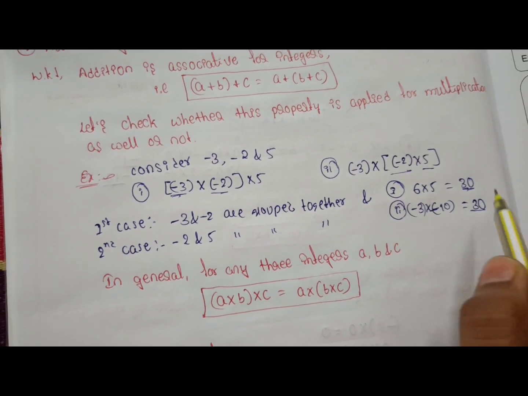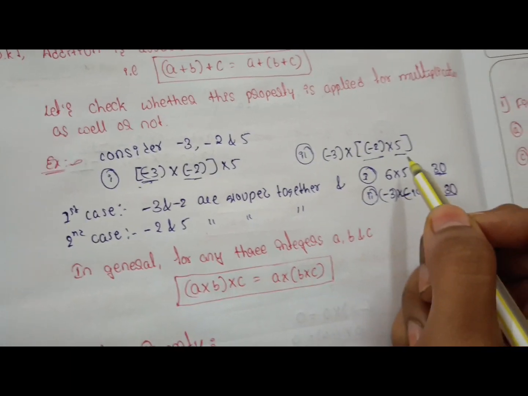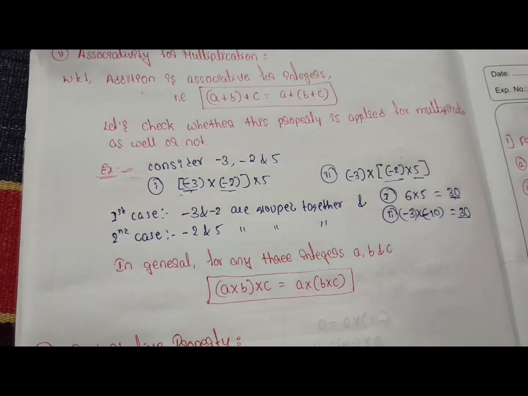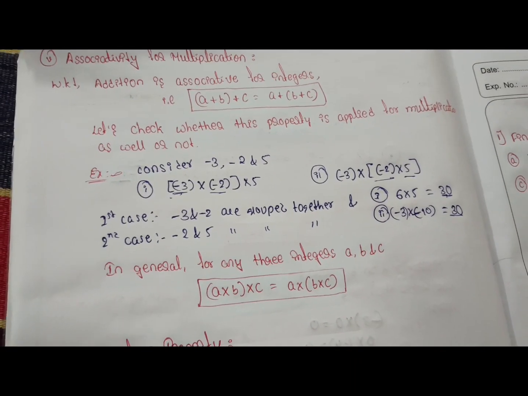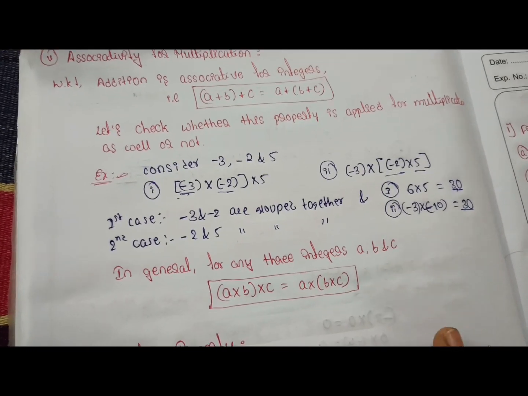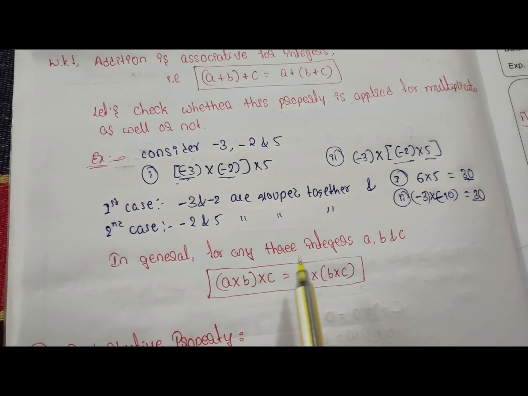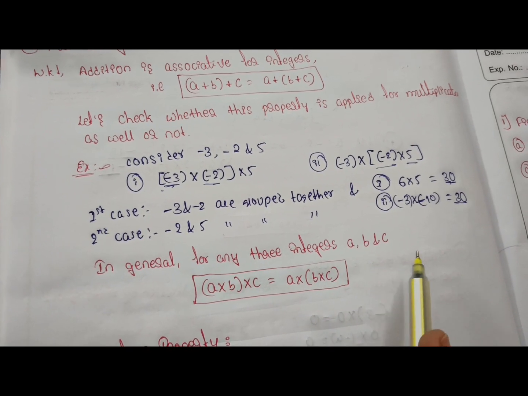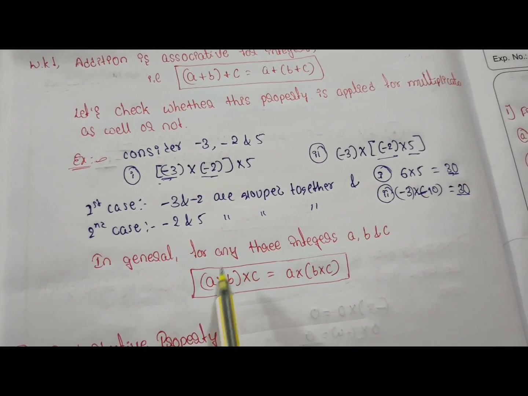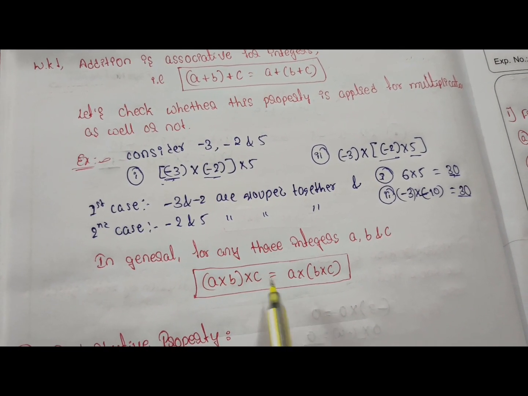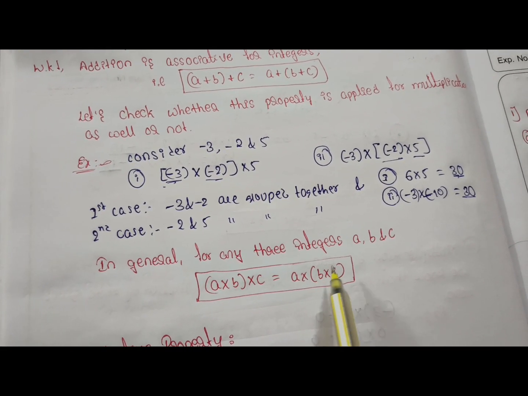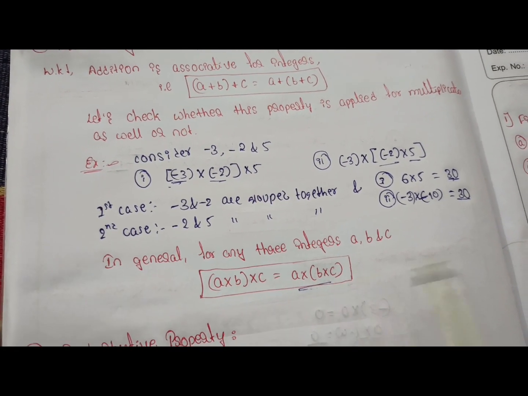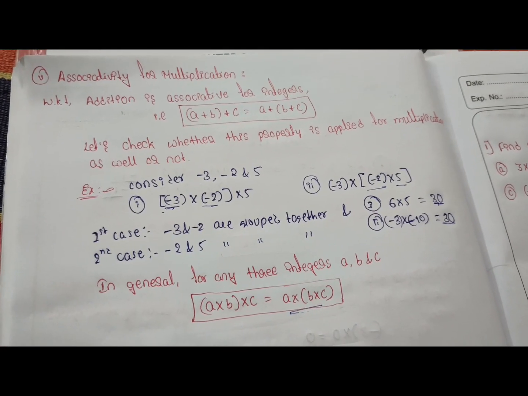Answer is same for both the cases. So here we can conclude that associative property is satisfied for multiplication of integers. So in general, for any three integers a, b and c, we can say that a into b into c is equal to a into b into c.